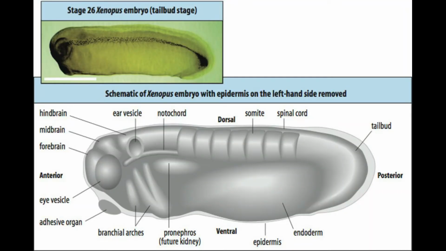Now that we've discussed the specification of the dorsal ventral axis, let's look at how different regions across the anterior-posterior axis are specified. In other words, let's look at the factors that allow the formation of different structures from the head to the tail of the organism. And we'll focus on the patterning of the nervous system across the anterior-posterior axis.